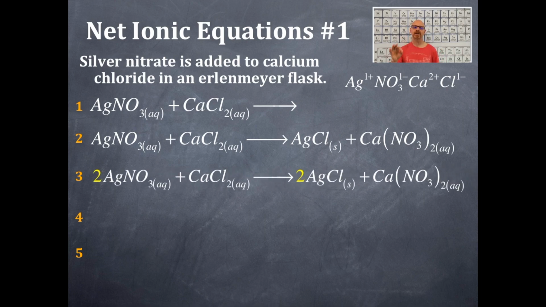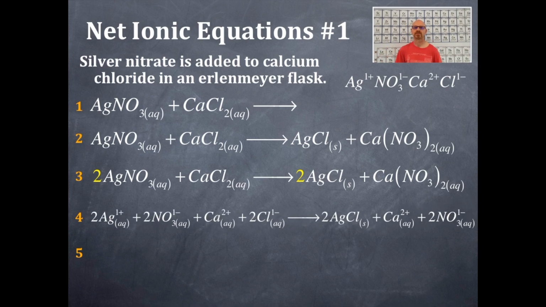Now what I'm going to do is take everything that is aqueous and break it apart into its respective anions and cations. But the thing that's a solid, I'm going to keep that alone because it's a precipitate. It's stuck together. So now I'm going to take everything that's aqueous and break it apart, okay?